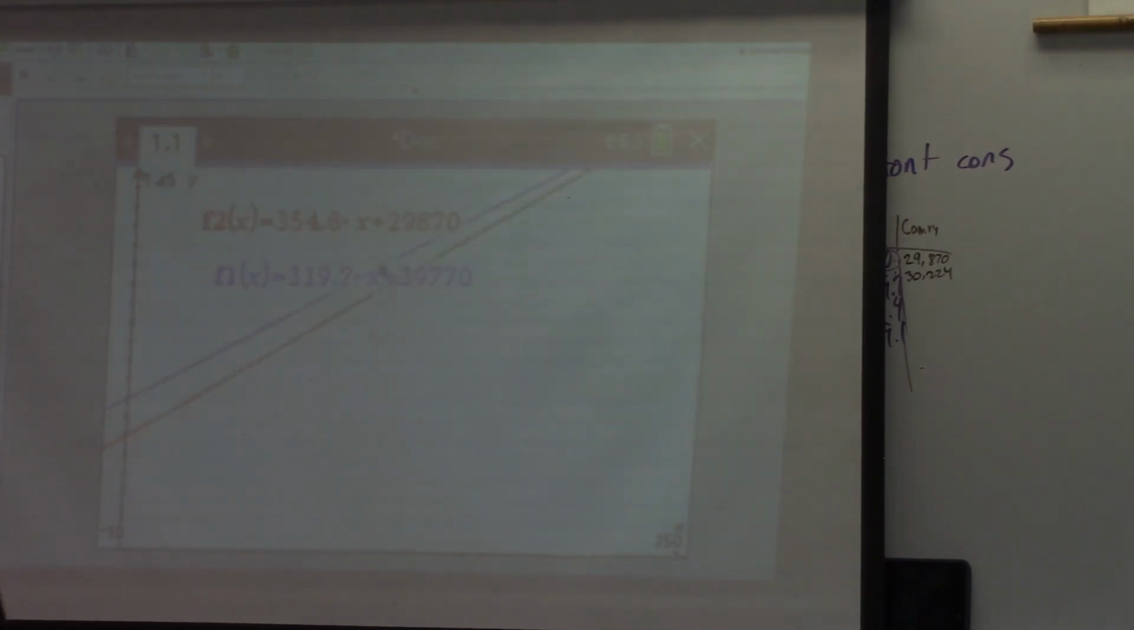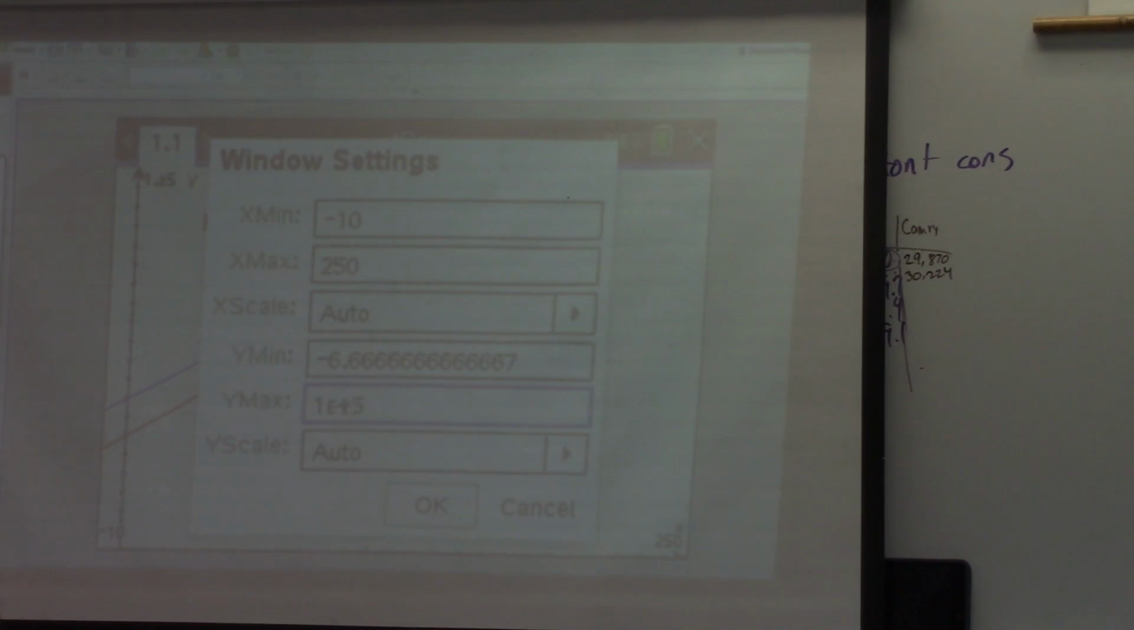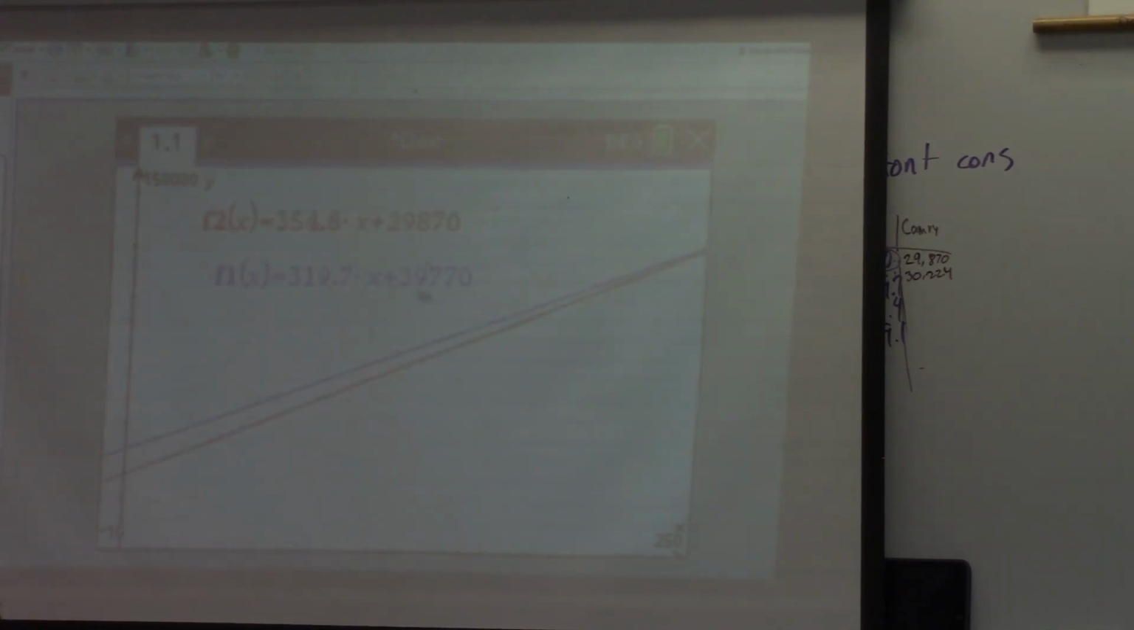Notice I'm trying to keep playing around with it. Oh my goodness, I was not prepared for this. 550. You put 1E plus 7? What? Put 1E plus 5. Alright, I've almost got it. Woo! There it is.